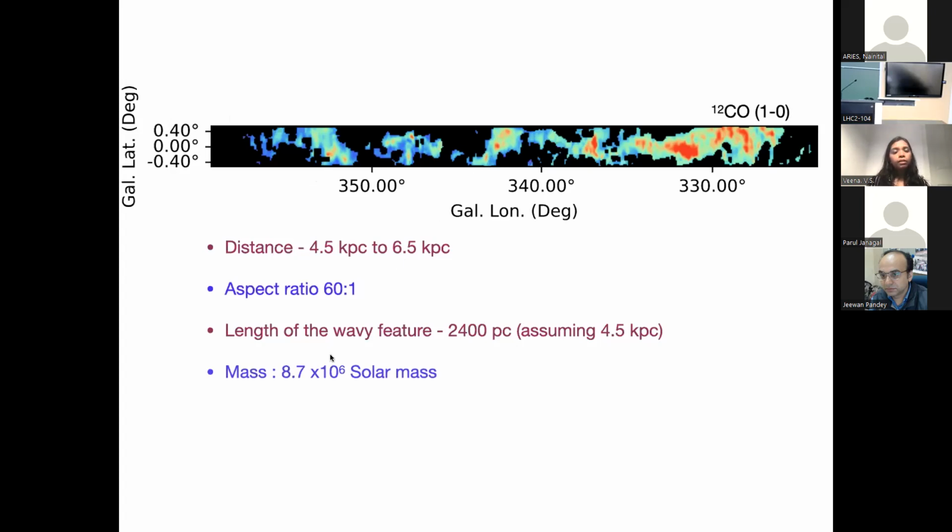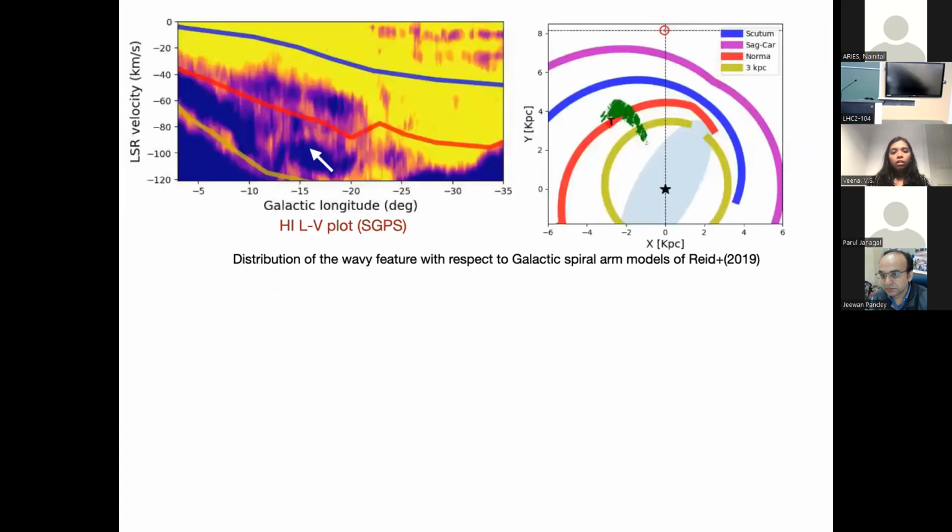Using the CO data, we tried to estimate the column density and resultant mass, and we found that the structure is at least 9 million solar masses.